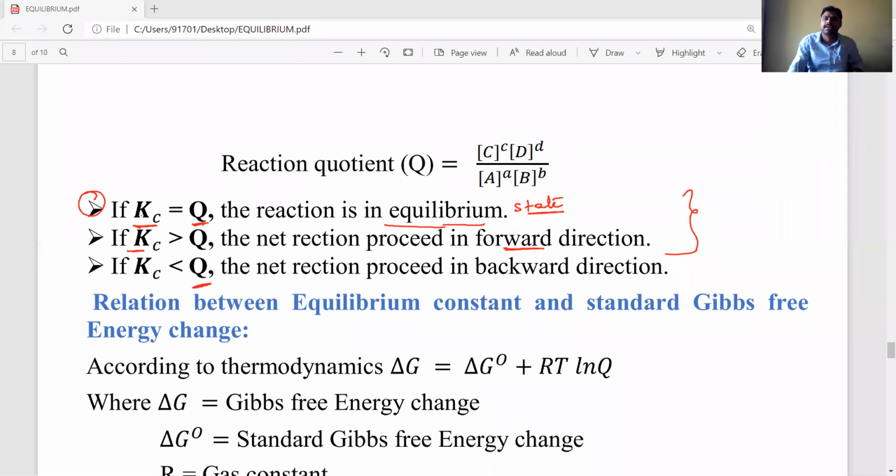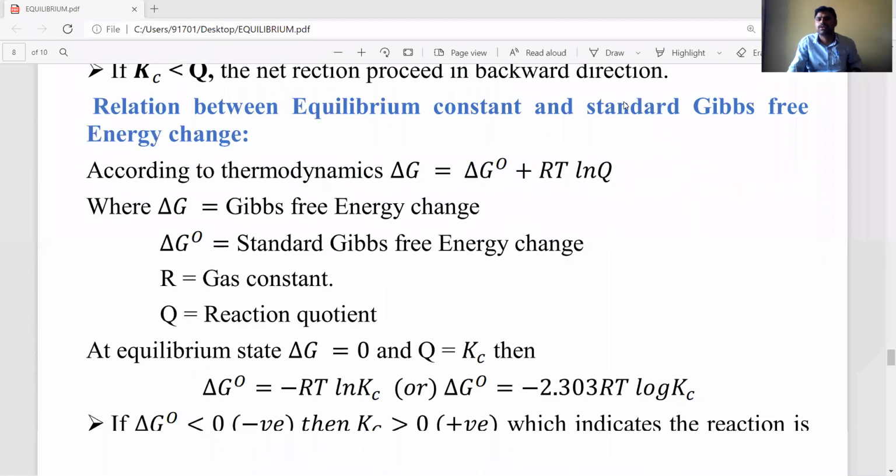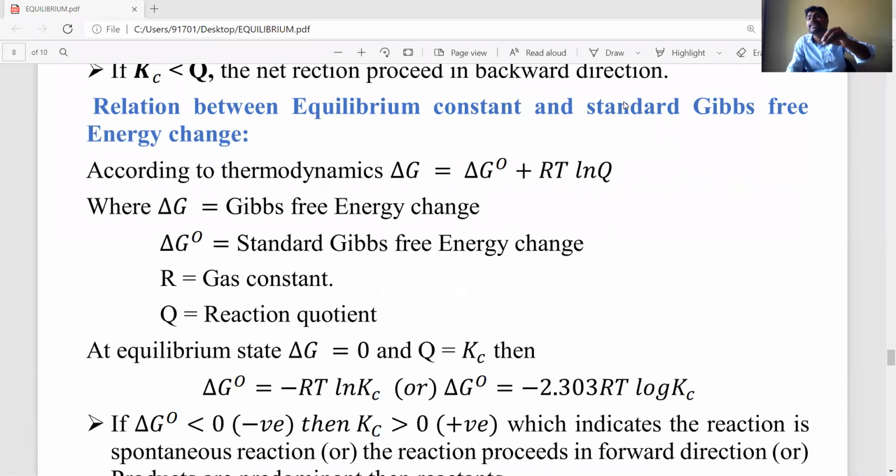Okay, students, these are the main important applications of the equilibrium constant. One is, with the help of the equilibrium constant, we can predict the relative amounts of reactants and products. With the help of the equilibrium constant and reaction quotient values, we can predict the direction of reaction. Direction means either forward, backward, or existing in the equilibrium state. We can identify it with the help of K and Q.